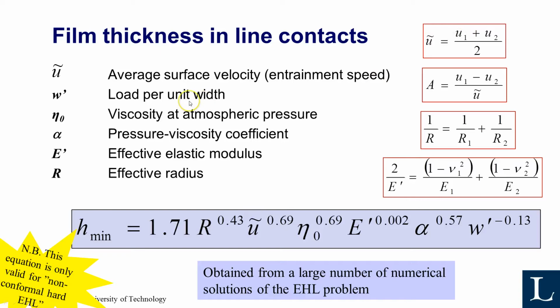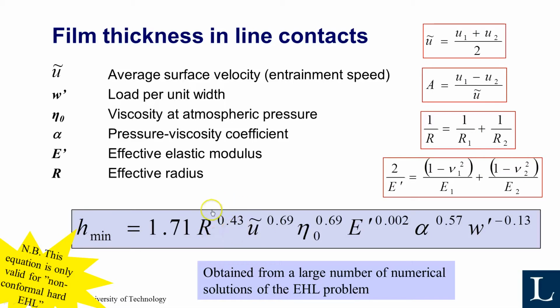It's the load per unit width. Remember, this is a line contact, so you must express it in Newton per meter. It's the viscosity at the atmospheric pressure. It's the pressure viscosity coefficient, the alpha, the effective elastic modulus, which is a kind of combination of the two surfaces properties, and the effective radius, which is also a combination of the two radii. And then you come up with a nice equation of this type. So you can see here, clearly see the influence on the minimum film thickness of the different parameters.